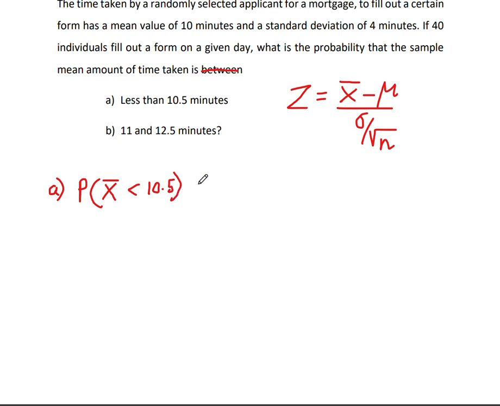That is the probability that the time taken to complete a mortgage application will be less than 10.5 minutes. The average time will be less than 10.5 minutes. So to compute this probability, we're going to standardize using the indicated formula. I'm going to re-express this as the probability that z, using z to replace x bar, and I keep the less than sign. Then I write the formula that we use to standardize x bar using the central limit theorem, which is x bar minus mu divided by sigma upon the square root of n.